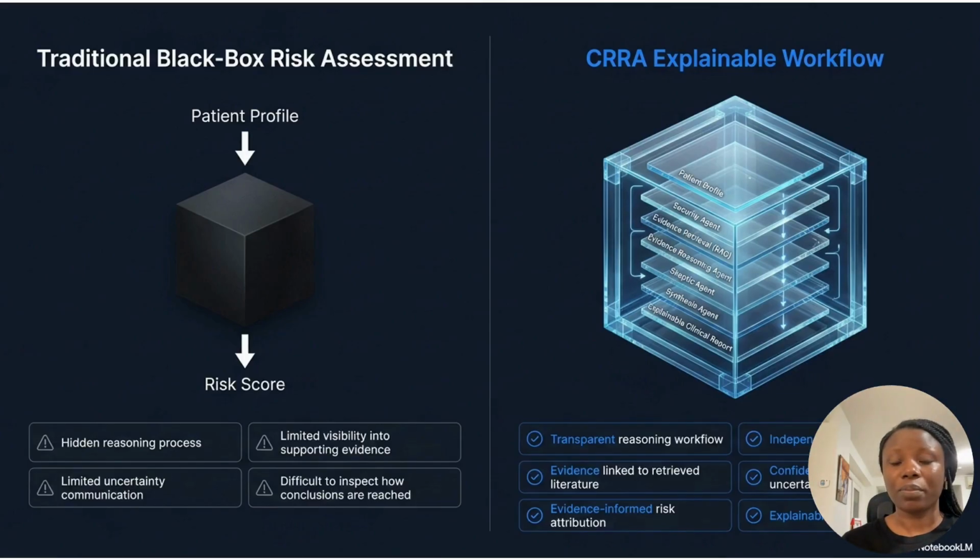On the left is a simplified view of many traditional AI systems. A patient profile goes in and a prediction comes out. However, with CRRA, which is on the right, the reasoning process is decomposed into transparent workflow stages. Every conclusion is linked to retrieved biomedical evidence, reviewed by an independent skeptic agent, accompanied by confidence estimates and presented through an explainable reasoning trace.